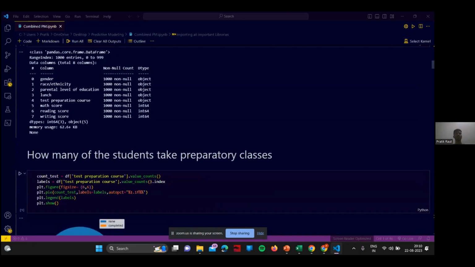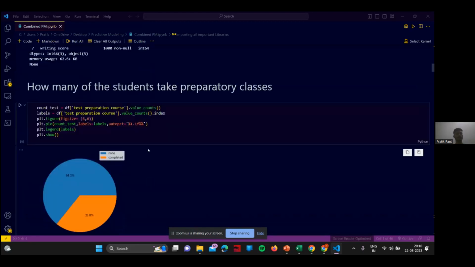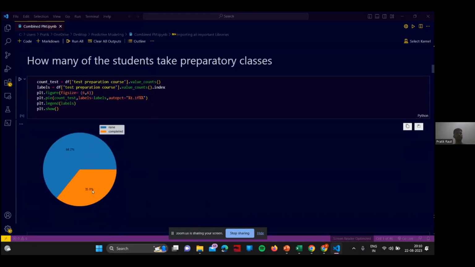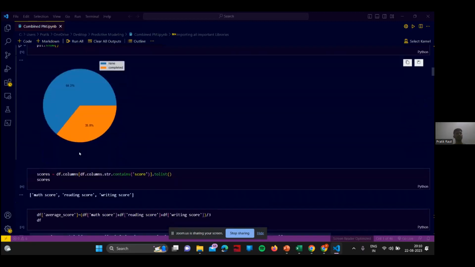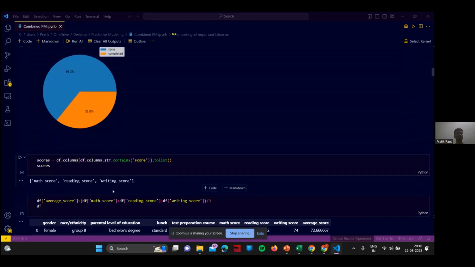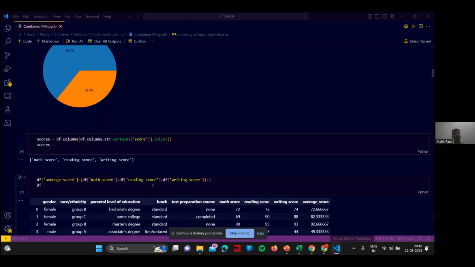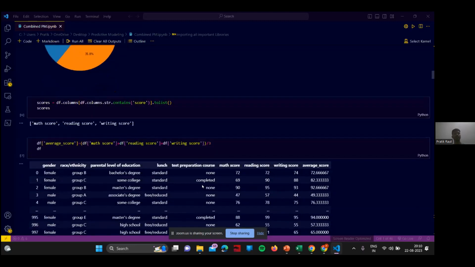Exploring more about the dataset, how many students take the preparatory classes. Here we can see by the pie chart that 64.2% don't take any classes. Then we have the three scores: math score, reading score, and writing score. Then we calculated and added an average column from the math score, reading score, and writing score.